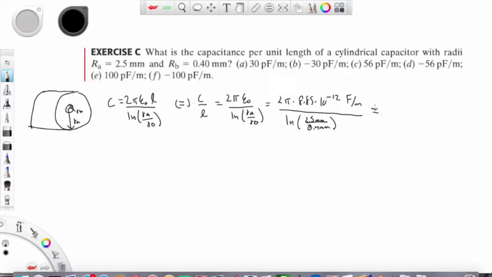And if you plug in the numbers in the calculator, we get 3 times 10 to the minus 11 farads per meter. Farads are in fact the units of capacitance, and this is the same as 30 picofarads per meter, which is option A.